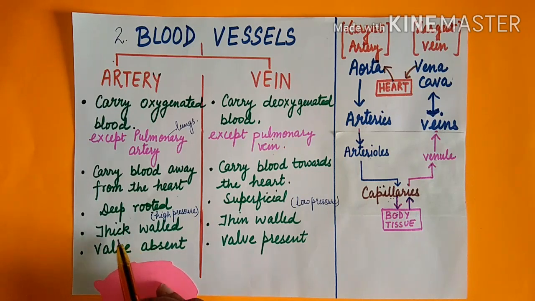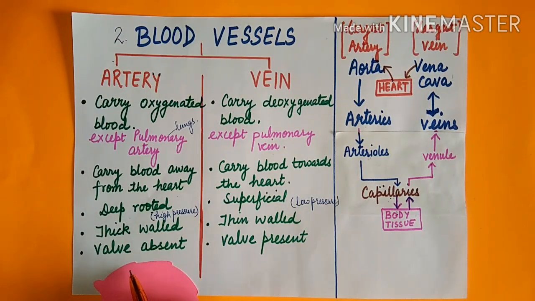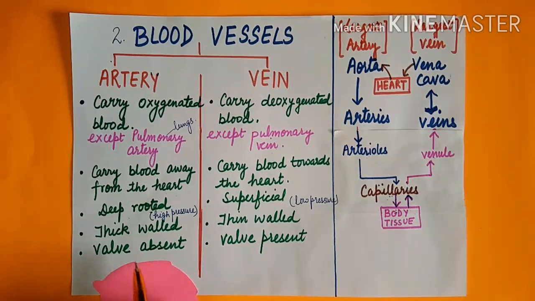Next point is they are thick walled. Again, the same reason behind it, because they carry blood with high pressure, so that it can sustain the high pressure on the wall. So that's why they have thick walls. They are thin walled just because of low pressure. Arteries do not have valves, and veins have valves.